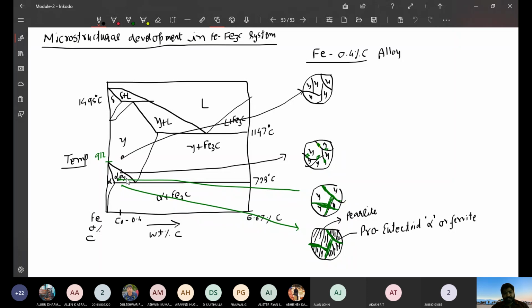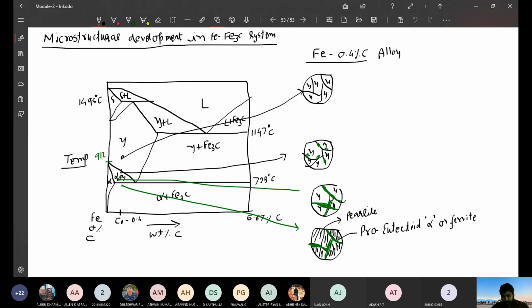That will remain as such in the microstructure. Now what will happen? Gamma is also there. You can see gamma is also there. This gamma is not stable below this temperature. So you can see here, at any point in any region, gamma is not stable. So by the time you move below this line, all this gamma is going to convert into alpha and Fe3C. That is nothing but pearlite.